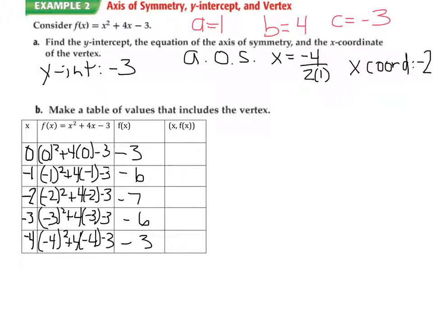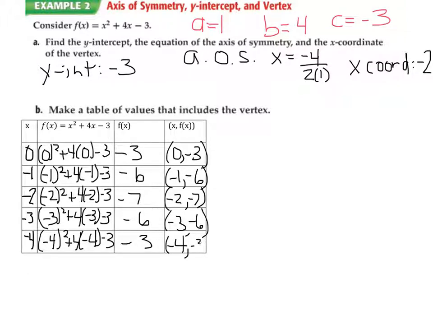This is where you can see the importance of choosing that negative 2 as your middle value. This is going to give you the very bottom or the very top. It's going to give you the vertex of our quadratic function, and then it's going to give you two nice values that you can graph on either side of it. So if we write out our points, we have 0, negative 3; negative 1, negative 6; negative 2, negative 7; negative 3, negative 6; and negative 4, negative 3.